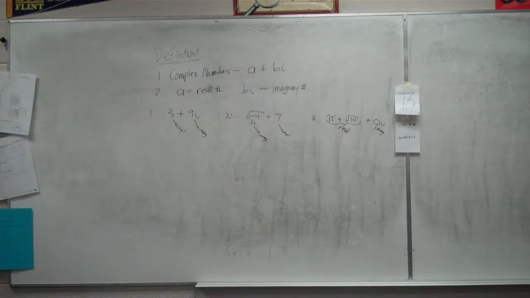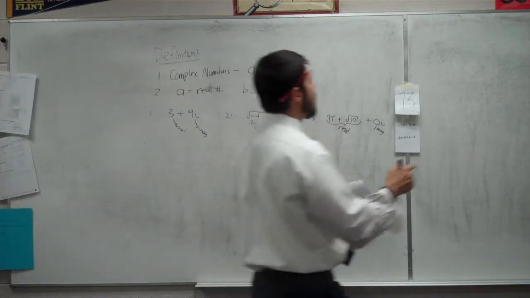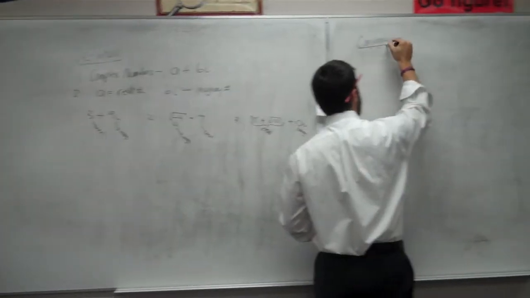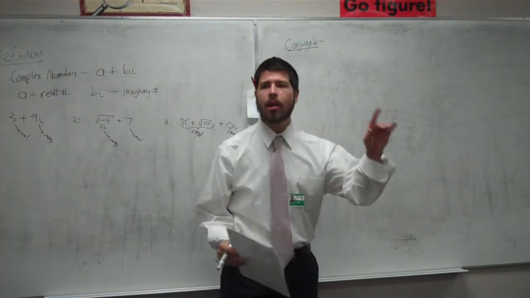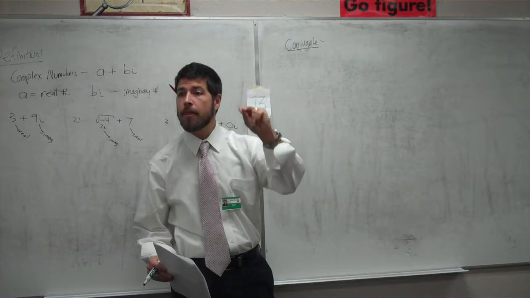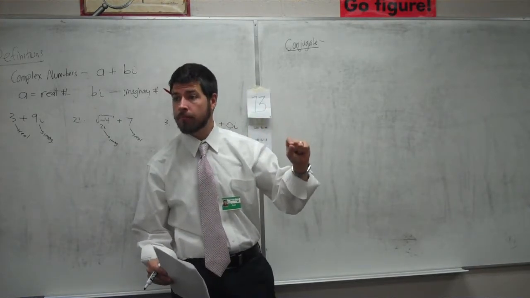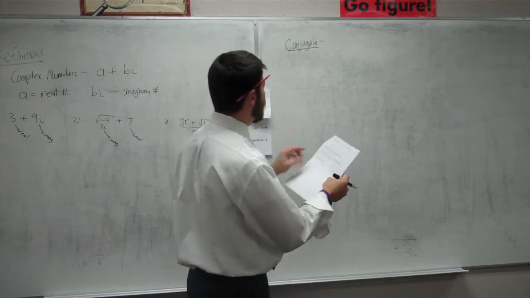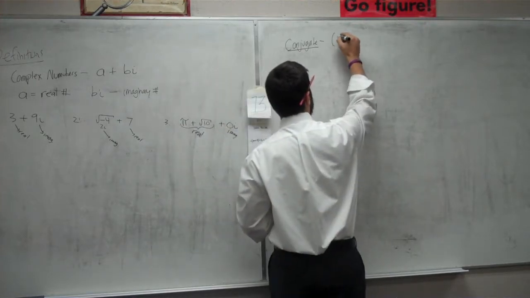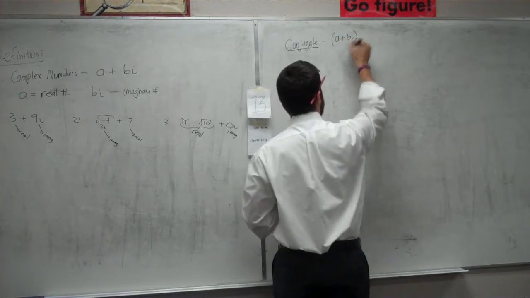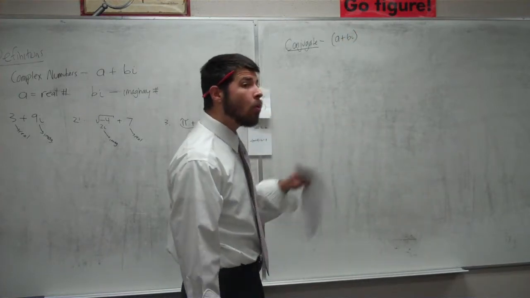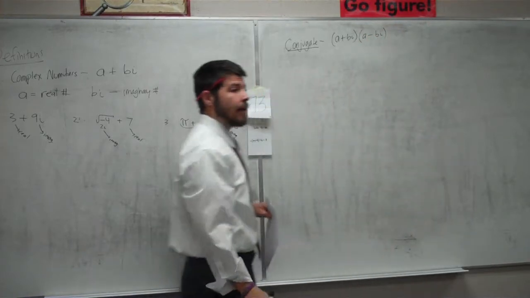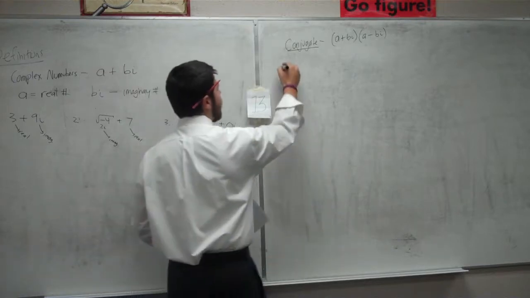My next part here is going to be something called the conjugate. And all I want you to do is this: change the middle sign only. For the following, identify the conjugate, then multiply the conjugates together. So here, don't write this down, just watch. If I give you a plus bi, what would the conjugate be? Change the middle sign. a minus bi. Fair enough?